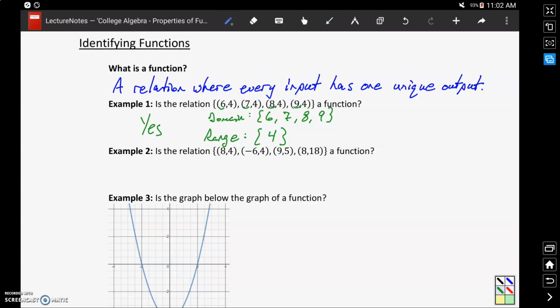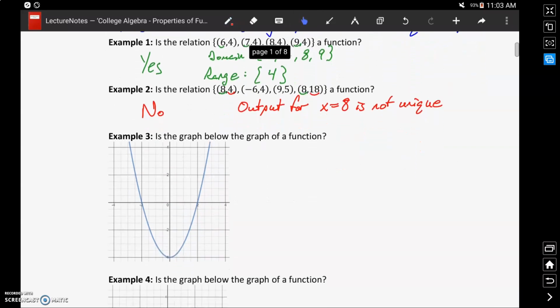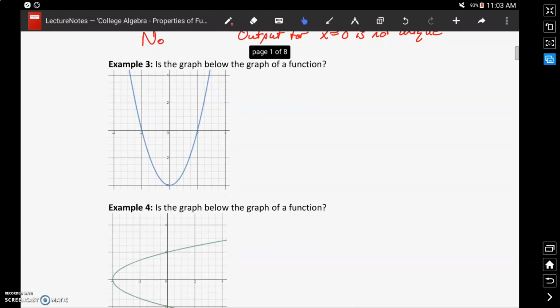If we look at example 2, we'll see that we have 2 points that both have the same x coordinate, 8 and 8. The first time that 8 occurs, it's paired with a 4. The second time it's paired with an 18, meaning that input does not have a single unique output, so no, this is not a function. Because that output for 8 is not unique. So we still have a relation in example 2, but that relation doesn't meet the conditions for being a function.